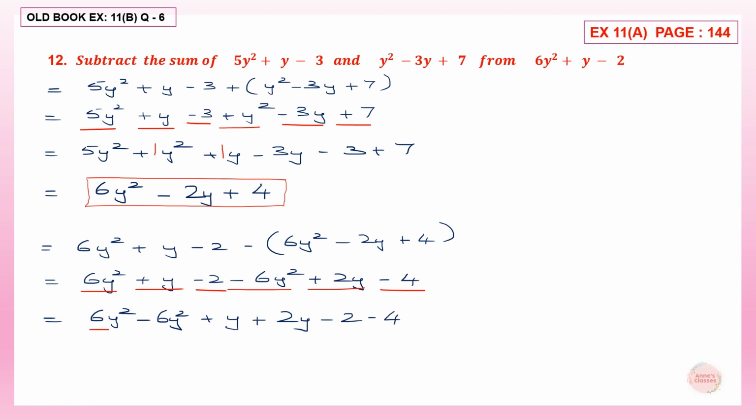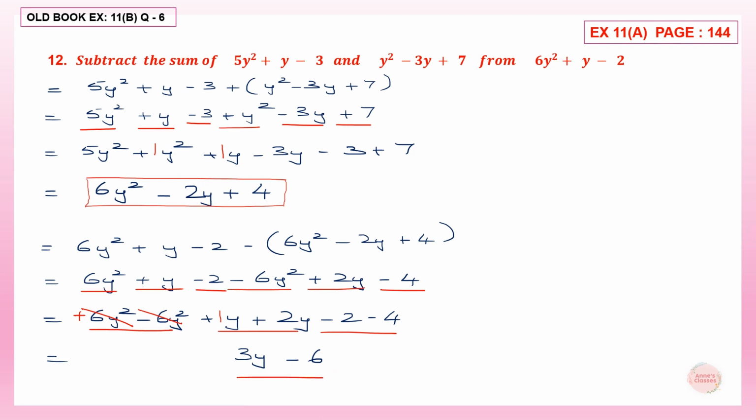Let's work on the like terms. So here we have 6y square minus 6y square. Look only at the numbers. Plus 6 minus 6. 6 minus 6 is 0. So this gets cancelled. Here again we have the y's. Let's look only at the numbers. Plus 1 plus 2. 1 plus 2 is 3. So this is 3y. Now look at the numbers here. Signs are the same. Put the same sign and add. 2 plus 4 is 6. So here what do we have? 3y minus 6. Now this is our final answer.